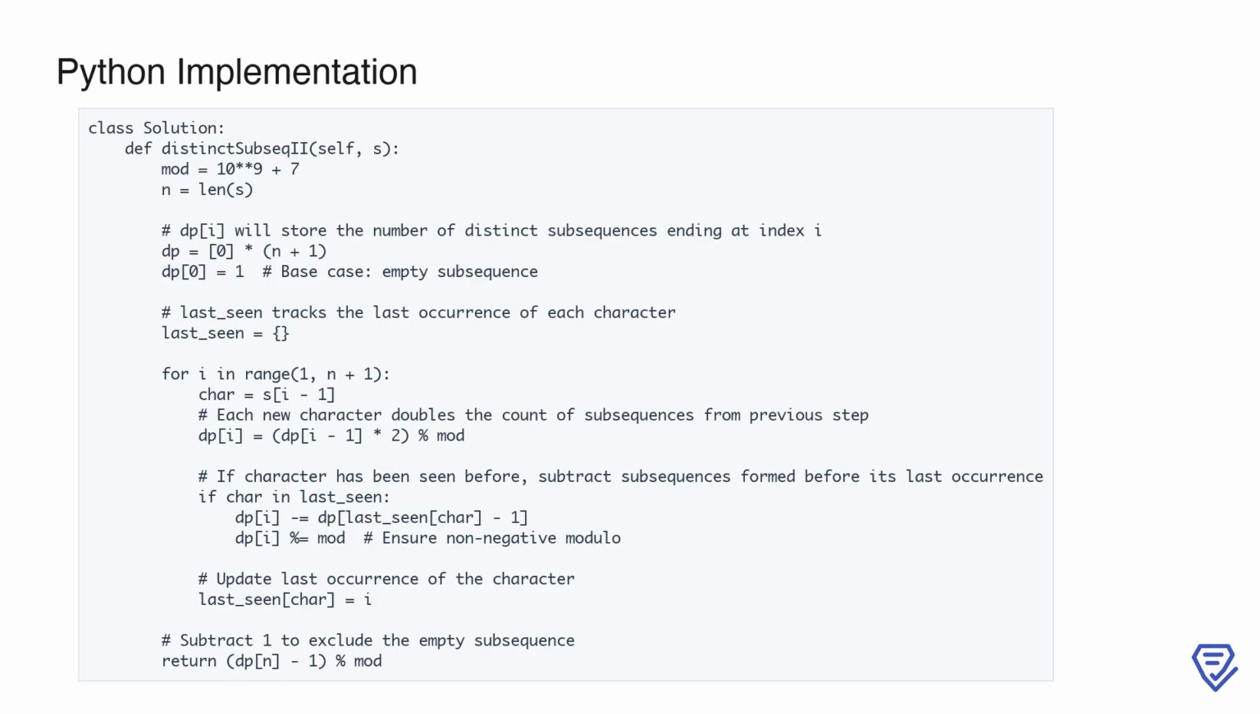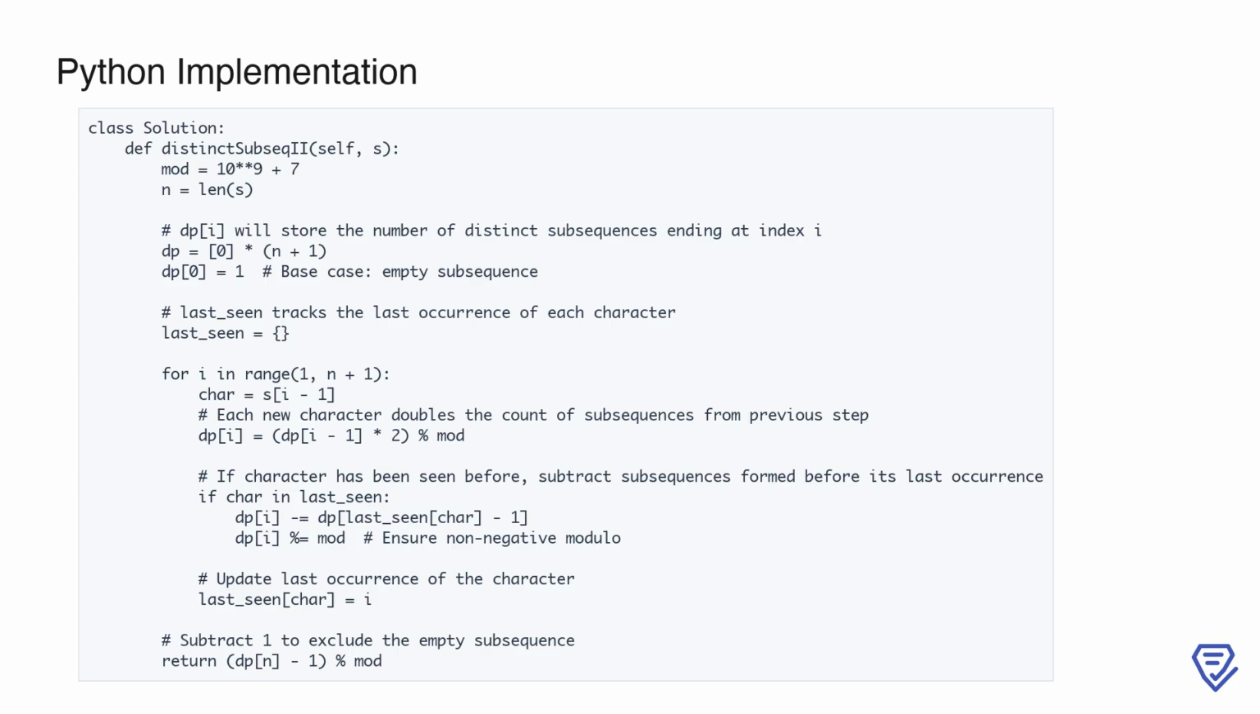3. Dynamic programming. For each character, we double the count of subsequences from the previous step, DP[i-1]*2. This accounts for all subsequences that either include or exclude the current character. If the character was seen before, we subtract the subsequences formed before its last occurrence to avoid double counting. The modulo operation ensures that all values remain positive and within bounds.